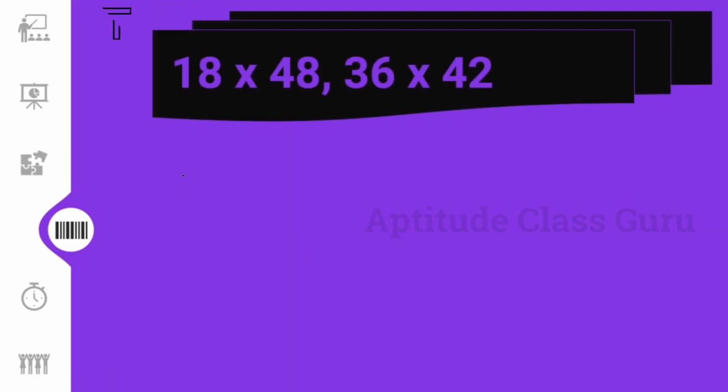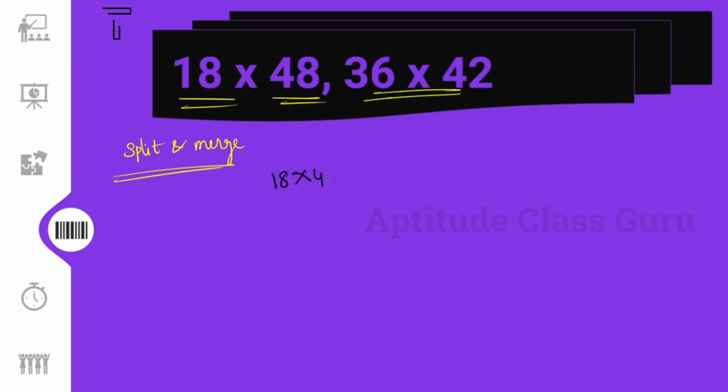Just look into the next one, products. Even products can be solved through the concept called split and merge. Try to remember this concept, it's very, very important. Whenever you have to do, for example, 18 into 48, try to split the number in a convenient way, so that we can do it very easily.